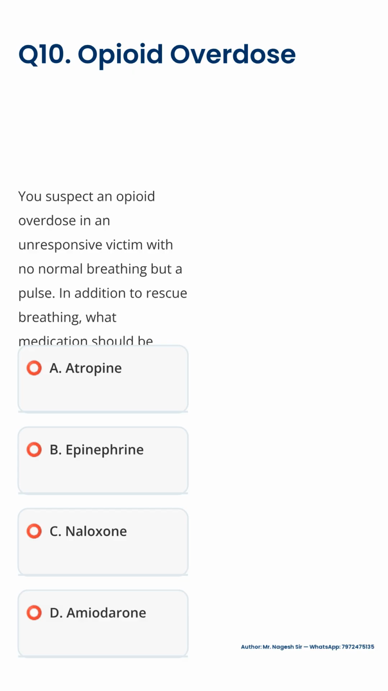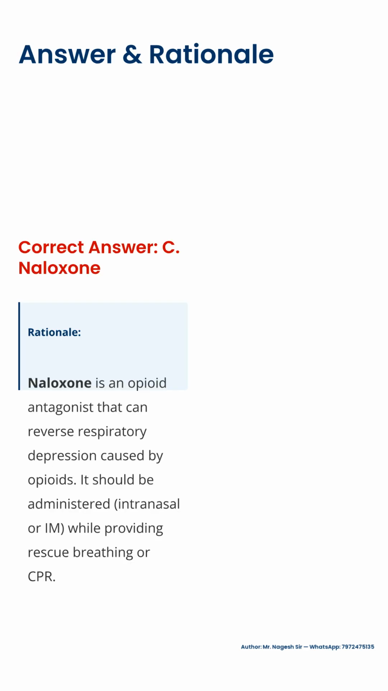Question 10. Opioid overdose. If you suspect an opioid overdose in an unresponsive victim with no normal breathing but a pulse, what medication should be administered in addition to rescue breathing? The correct answer is C, naloxone. Naloxone is an opioid antagonist that can reverse respiratory depression. It should be administered while providing rescue breathing or CPR.